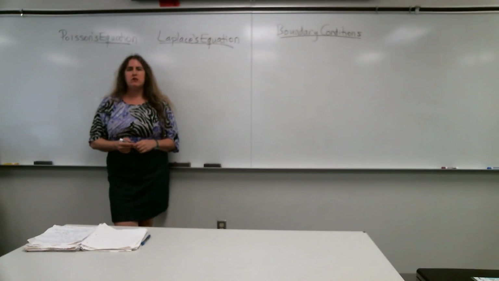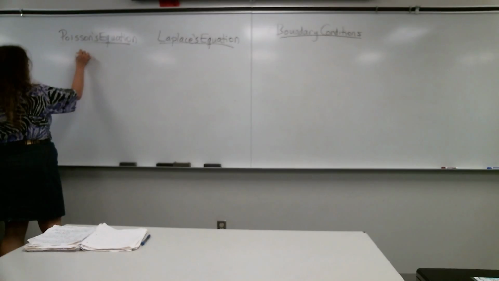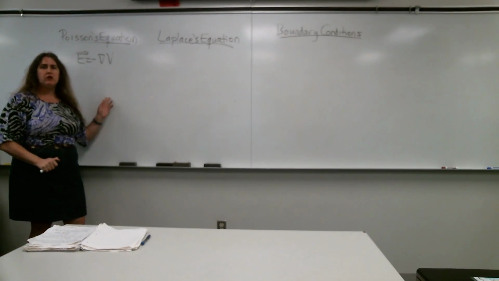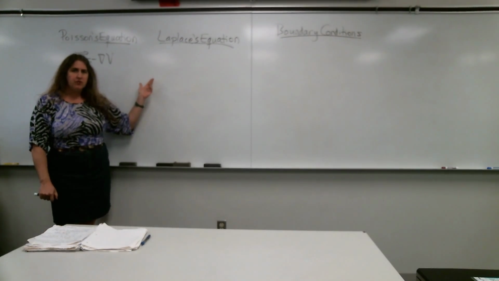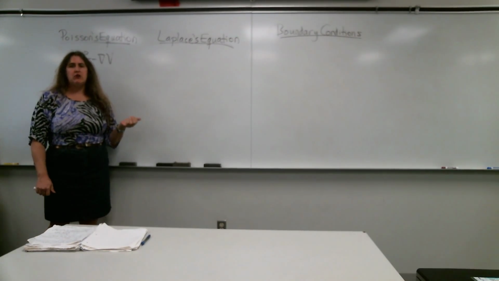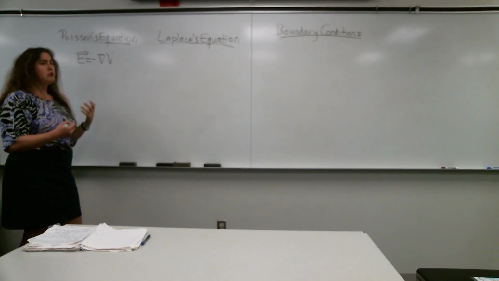Last time around, we deduced two expressions. The first of which relates the electric field to the potential. The electric field is equal to minus the gradient of the potential. Gradient, as you'll recall, gives you the maximum rate of change. It gives you both the magnitude and direction of the maximum change.